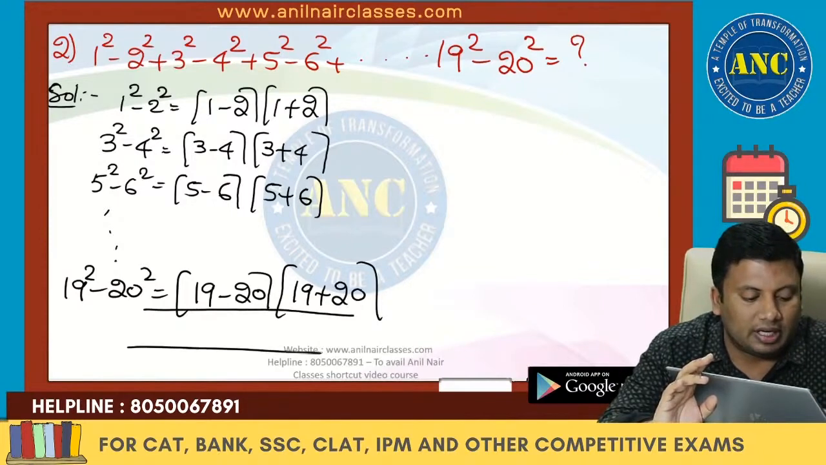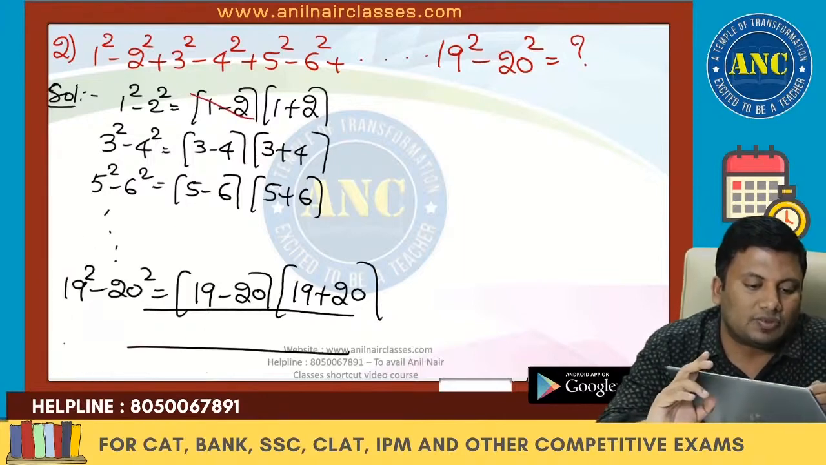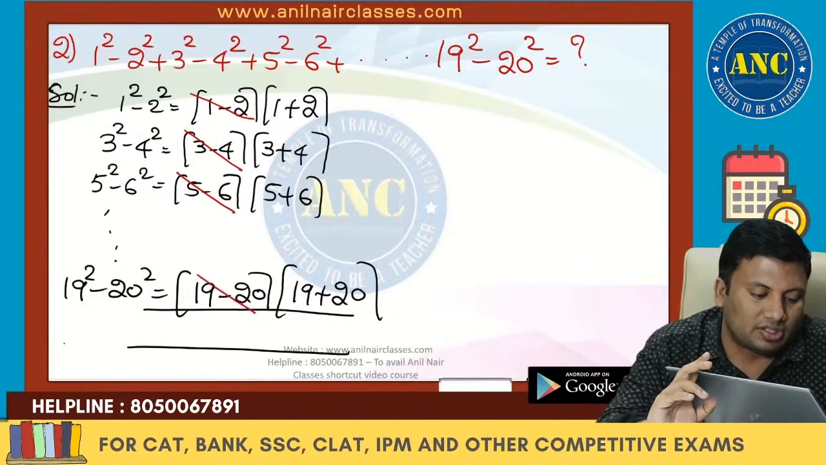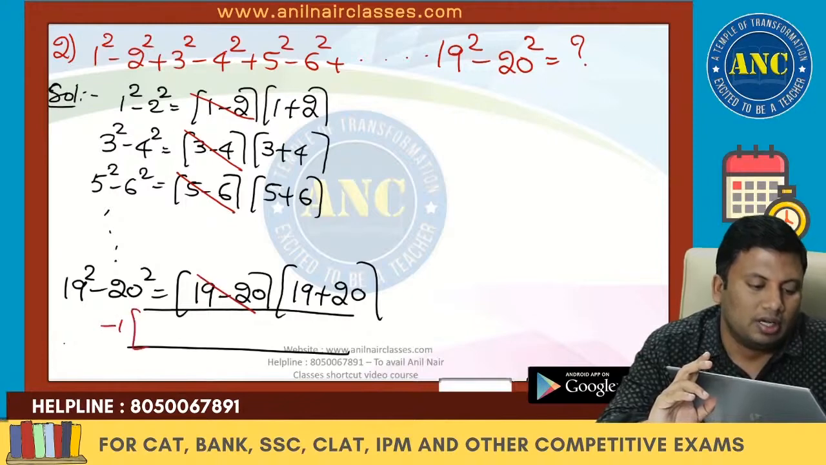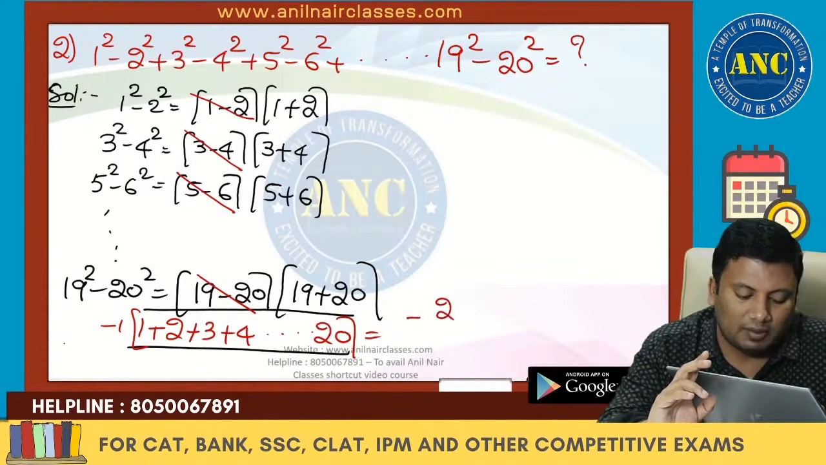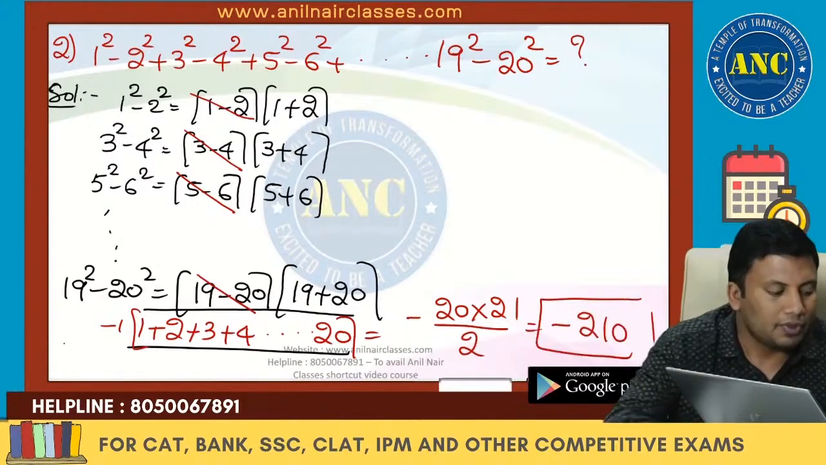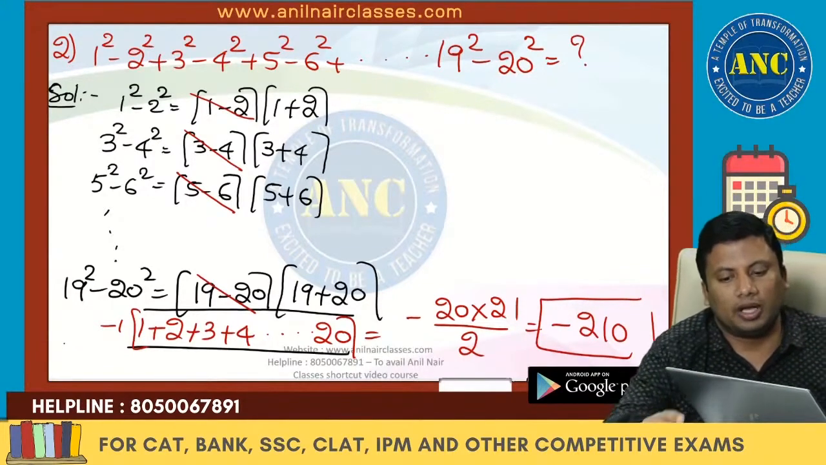If you observe, 1 minus 2 is nothing but minus 1, and every such pair gives minus 1. Minus 1 common. This is nothing but 1 plus 2 plus 3 and so on up to 20. Sum of the first n natural numbers is n into n plus 1 by 2. Answer is nothing but minus 210.